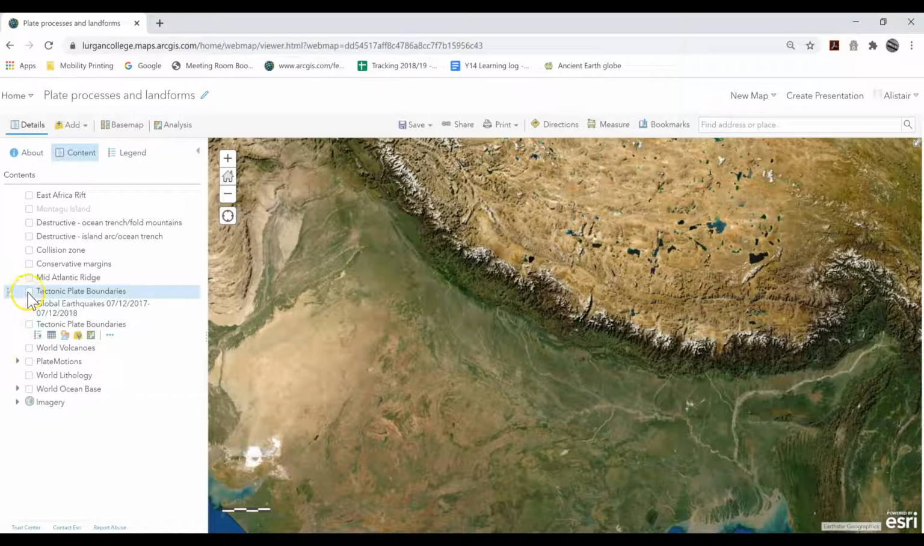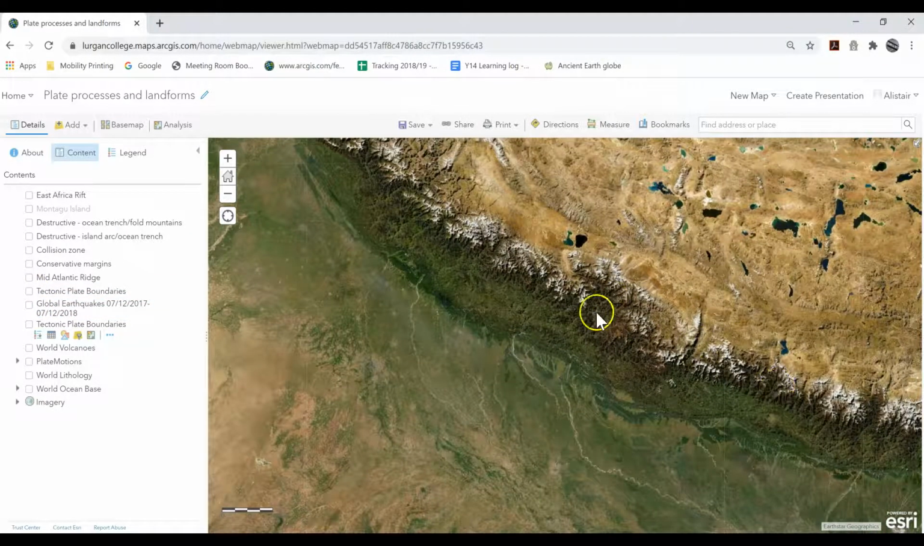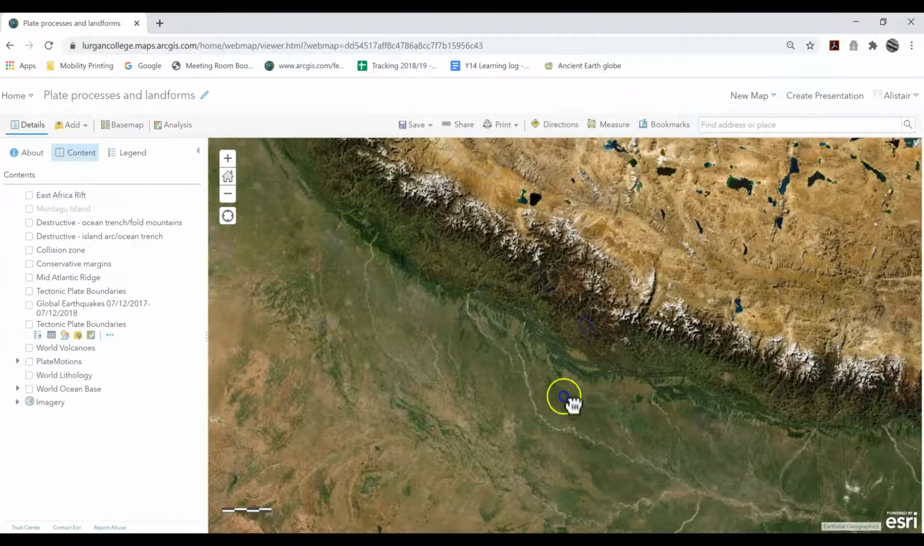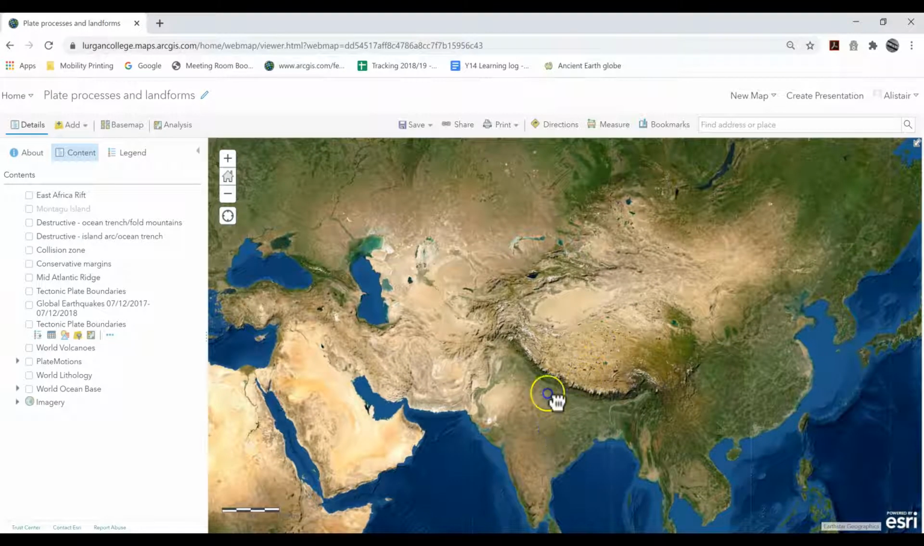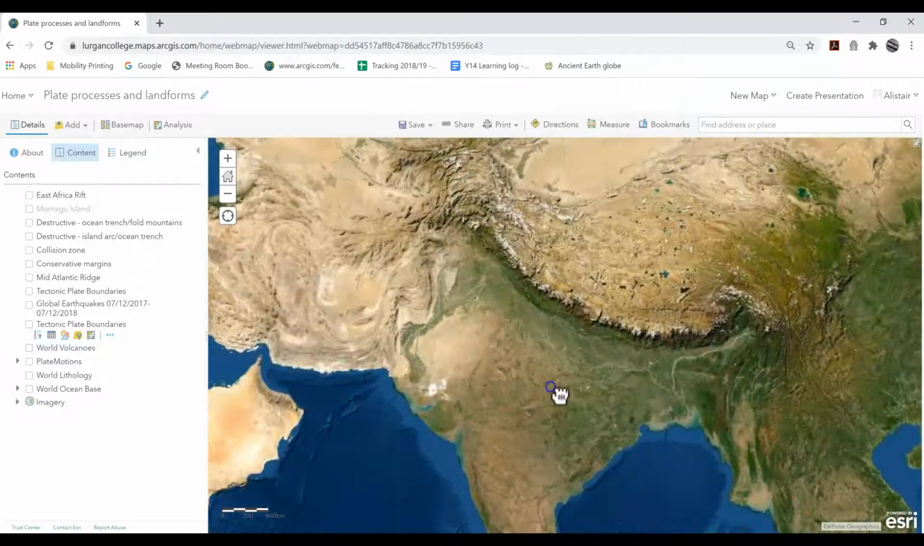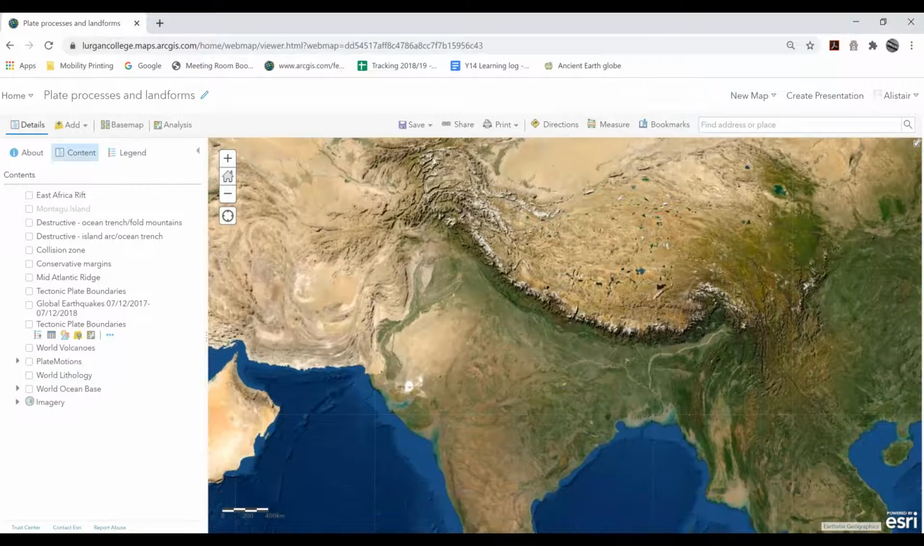And if we turn on the plate boundaries, you can see the boundary is running across here. Turn that back off again. We'll zoom in a little bit closer, and we absolutely have this crumple zone here where India crashed into Asia and is producing these fold mountains. So you can see this ridge of the Himalayas here. In behind it, you've got this upland area of the Tibetan Plateau.